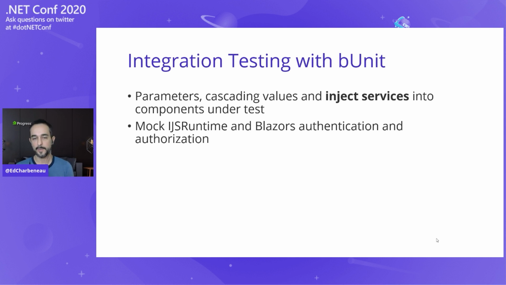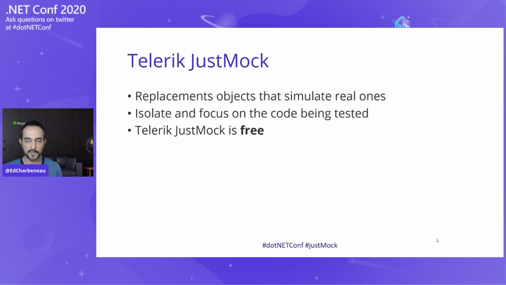What's nice is with bUnit, we can pass in parameters, accept cascading values, and inject services as if it is an entire Blazor application running. And we can use those with our component under test. For this, I'm going to use some mocking. We're going to mock the IJSRuntime. We can mock authentication and things like that as well. And for mocking, I'm going to use Telerik JustMock.